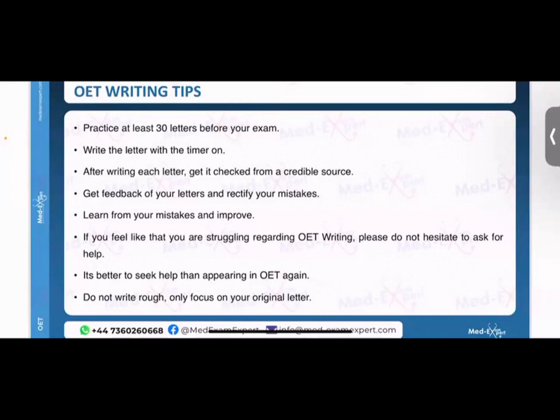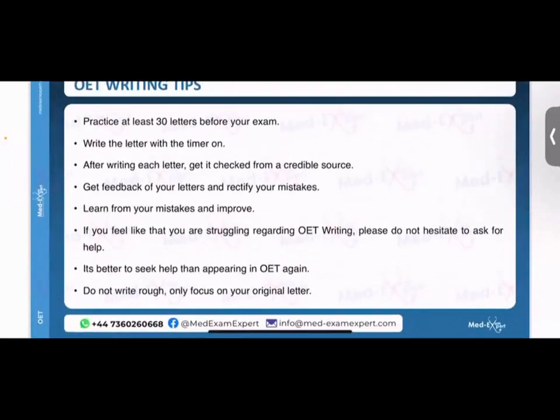So please don't compare yourself to any other person. You should know which level you are standing at and what your circumstances are, and by considering those circumstances you have to plan your own timetable for how to prepare for the exam. But in general, an average student can take 1 month for the preparation of this exam, and I think 1 month is the ideal time, to be honest. So practice at least 30 letters before your exam. 30 letters are good to go. If you have practiced 30 letters, then definitely you are going to pass this exam.